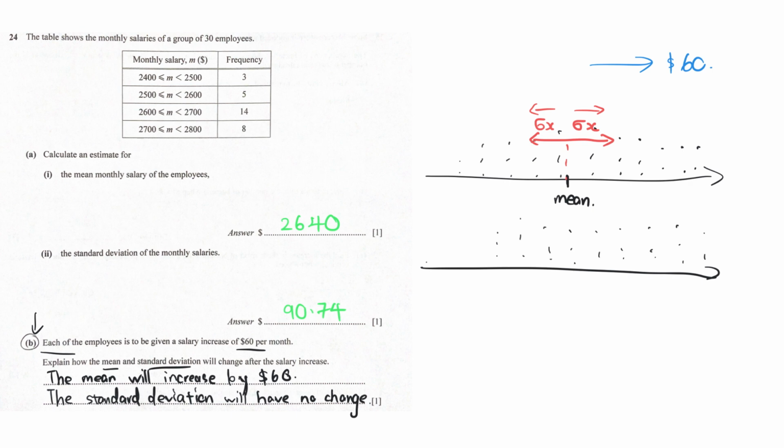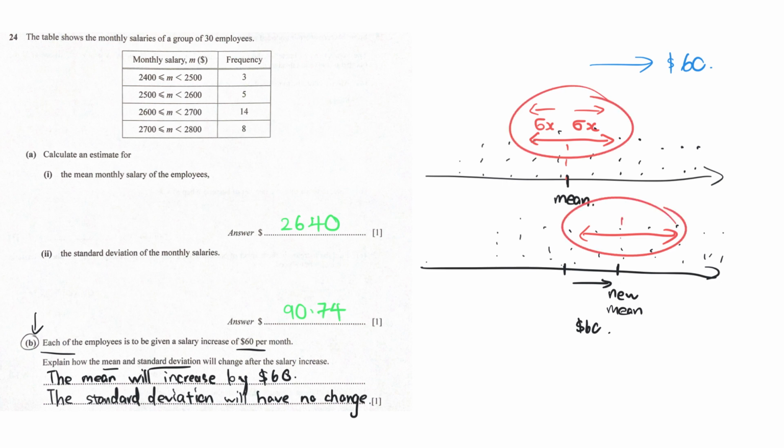I'm just illustrating it. So the mean shifts to the new mean here by $60, okay? But the spread is still the same to the left and to the right of the mean. The value does not change. It shifts along together with it. So therefore there is no change. We are done.